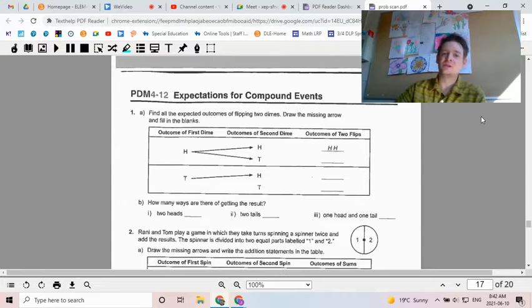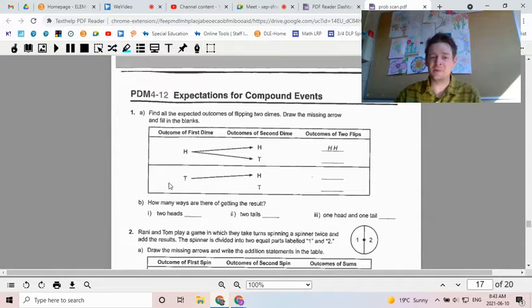Welcome to math. Today's sheet is called Expectations for Compound Events. We're trying to make things a little trickier here, adding maybe more than one event and trying to figure out what our outcomes will be when we have more than one event and what the probabilities would be of getting a specific outcome. And to do this, I'm going to demonstrate what's called a tree model.